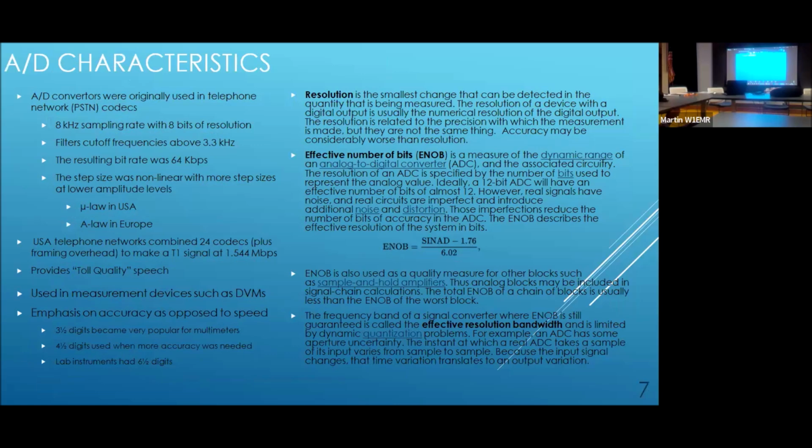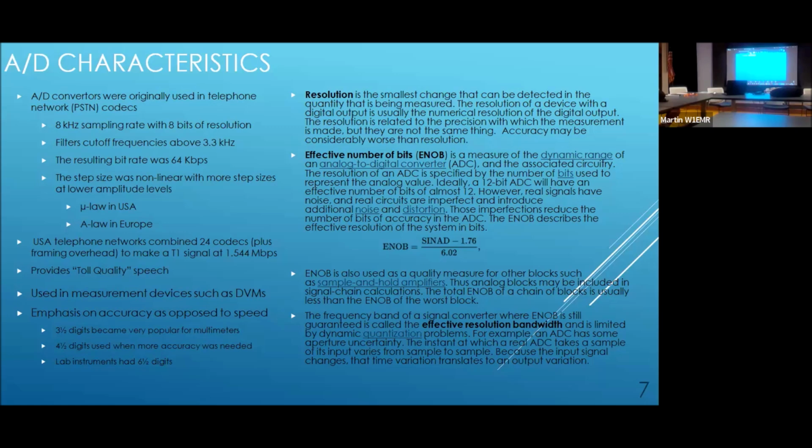Okay, let's talk about A to D characteristics. The first widespread use of A to D converters was in the telephone network. Not surprisingly, Bell Labs are the people that invented A to D converters that were practical to use, and they hold the patents on them. And a guy named Dr. Harry Nyquist described how they would work.